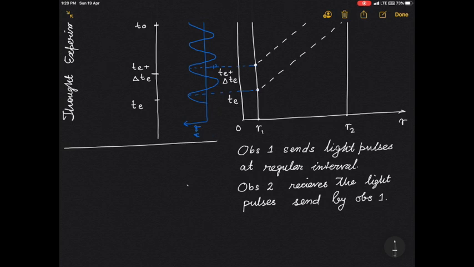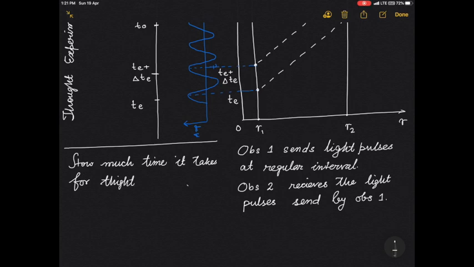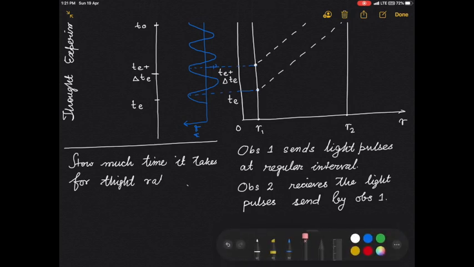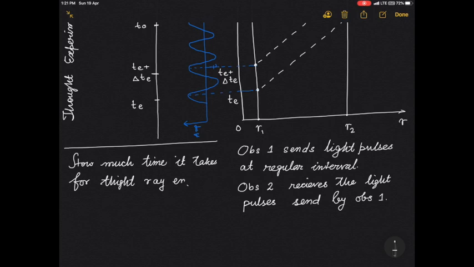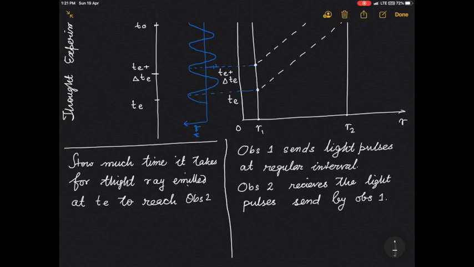Fine. So let us ask the question: how much time does it take for the light ray emitted at T emitted to reach observer 2?